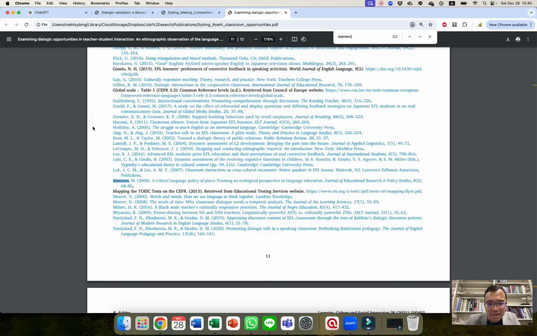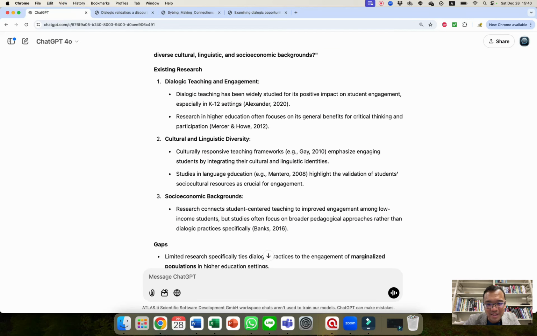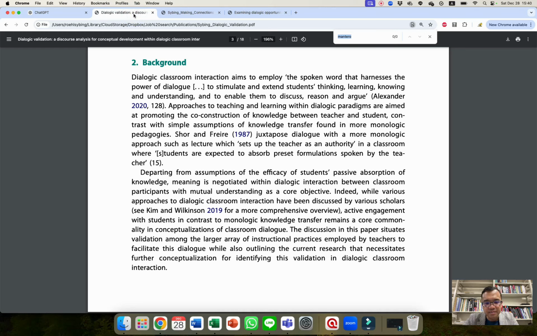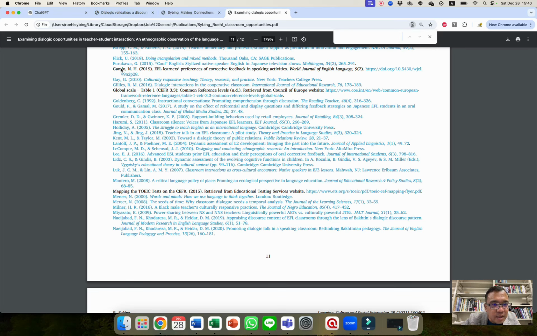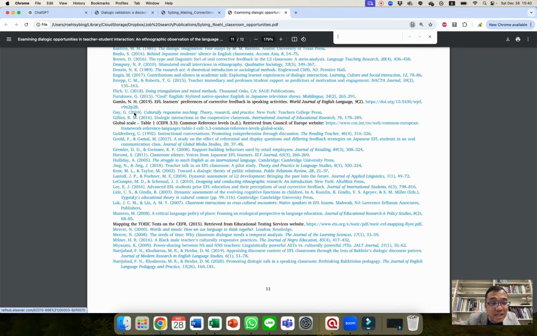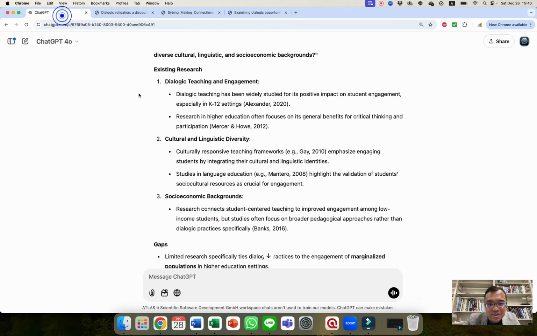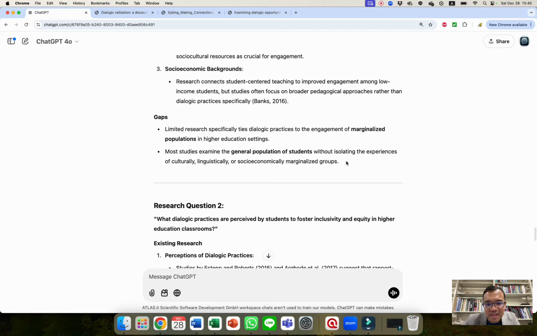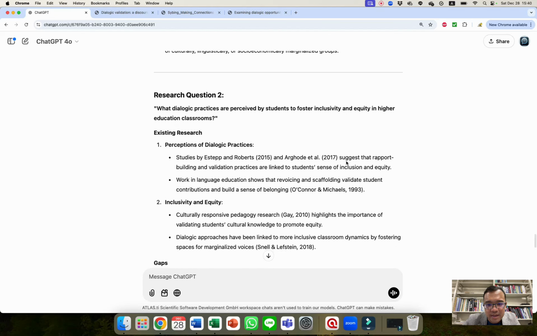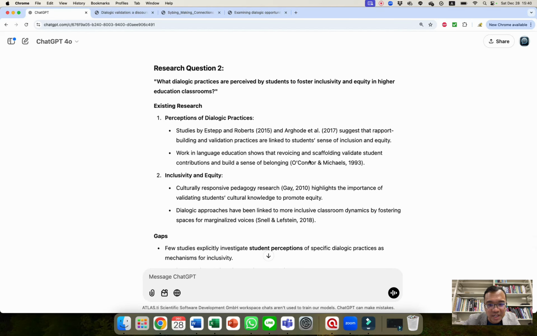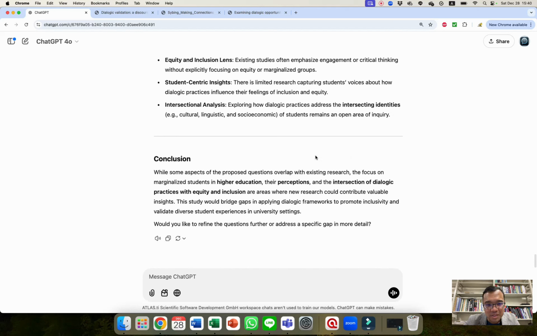For sure, it was in my dissertation. And then I know Banks. Gay is a researcher on critically responsive pedagogy. Let me see if no, it's not here. Yes, it is. Culturally responsive teaching, and not just the scholar, but the year. So at this point, it is only using the literature that I have used so far. Snell and Levstein, Argoti, all of these are in my 3 papers.